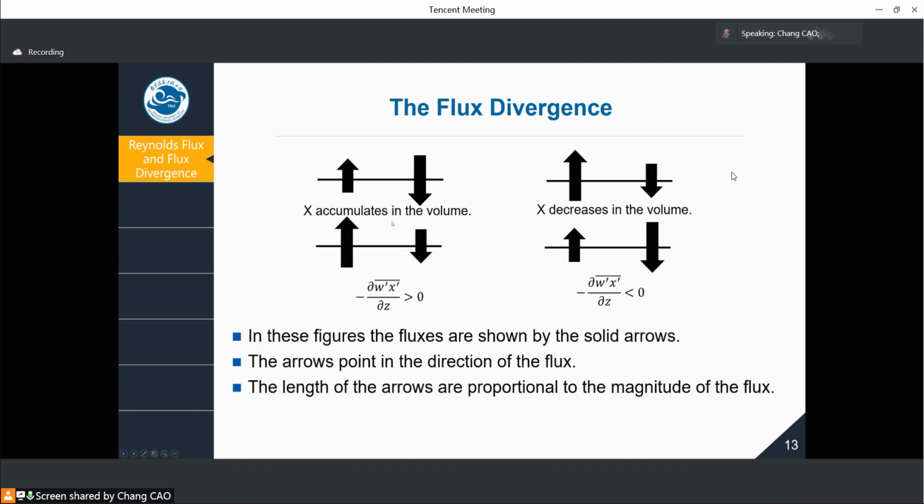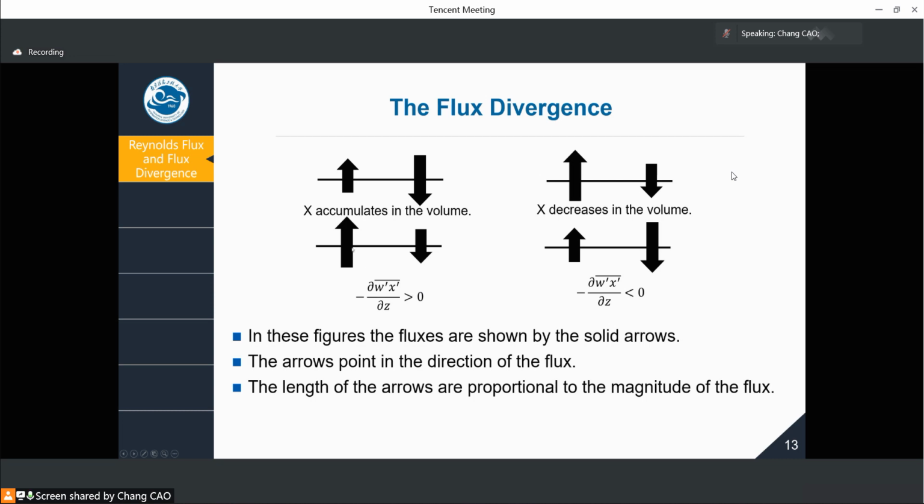Under this condition, if we look at this, as the height goes up higher, the flux becomes smaller, right? Because this arrow is shorter than this one. So the z derivative of this should be smaller than 0. But there is a minus sign here, so actually it becomes positive.